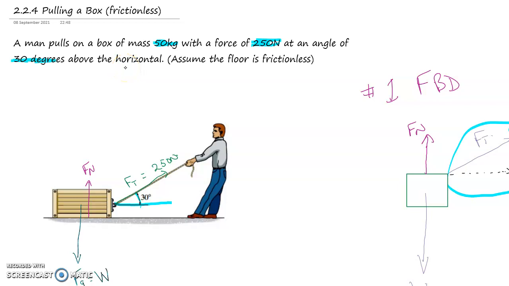Okay, so the next example is a very, very simple, overly simple example where we've got a man pulling in a box of 50 kgs. The force he's applying is 250 newtons and it's at an angle of 30 degrees above the horizontal.